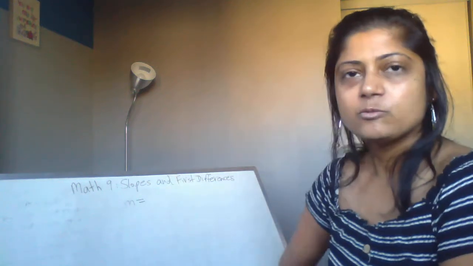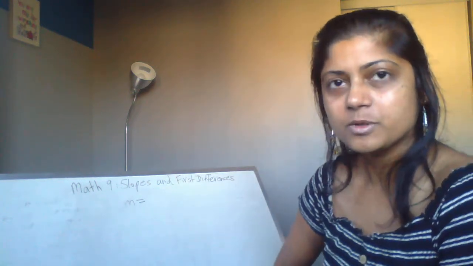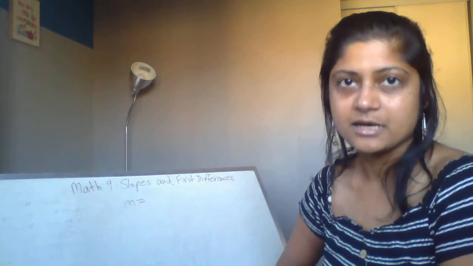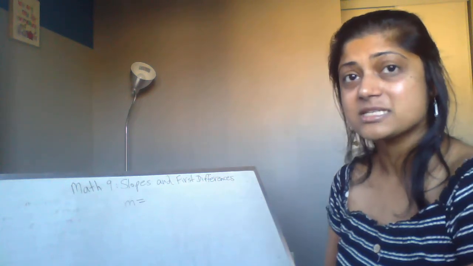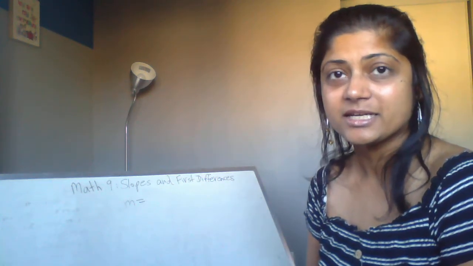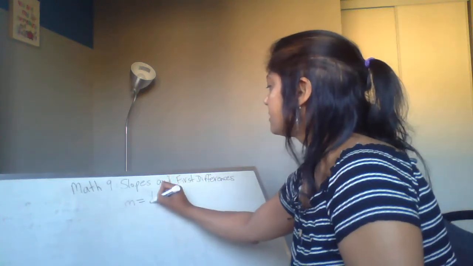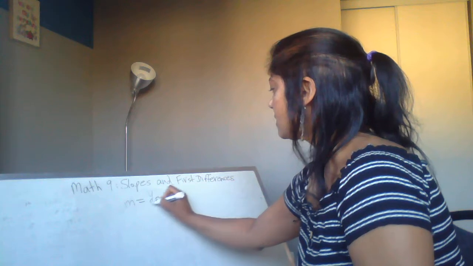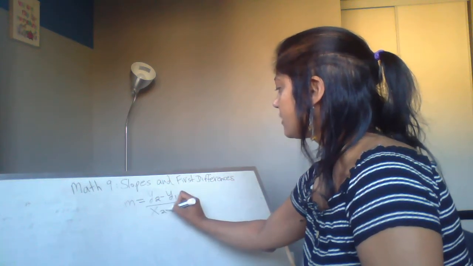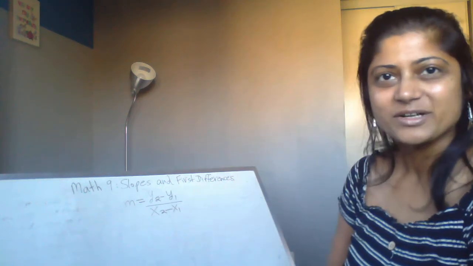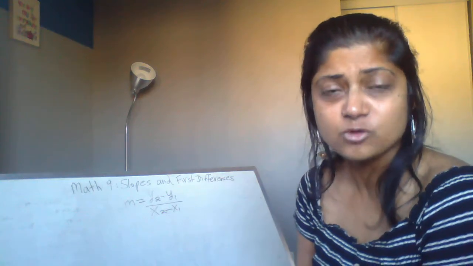Okay, whenever you are indicating slope, okay, you have to use the lowercase m. Okay, I can't use the uppercase M. That's actually used to indicate the midpoint of a line. Okay, so this is the slope. It's y2 minus y1 over x2 minus x1. Okay, this is the formula for slope.